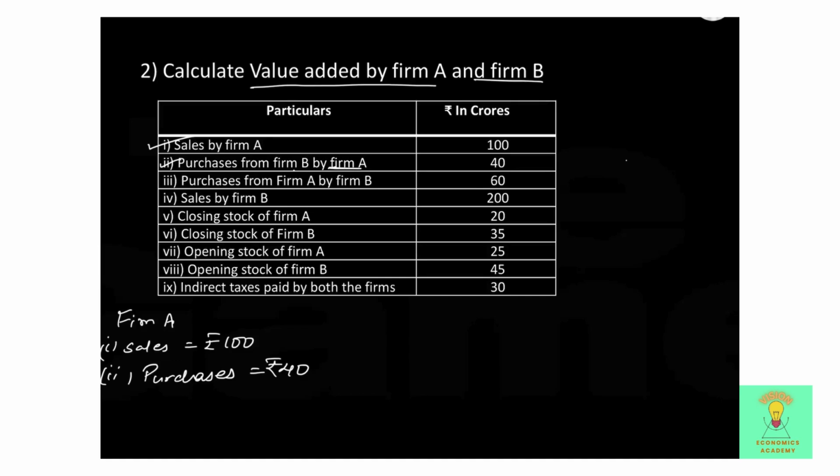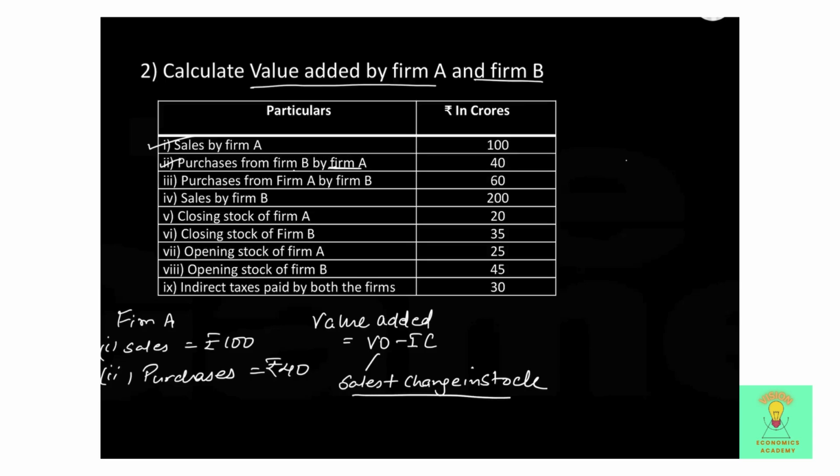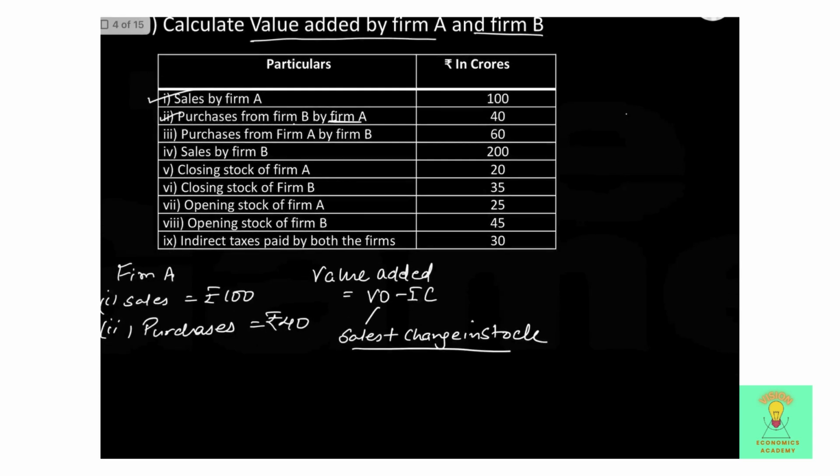Opening stock and closing stock, because we know that value added is value of output minus intermediate consumption. Now what is value of output? It is sales plus change in stock, right? So this is the basic structure. Now we have sales, we have purchases. Now change in stock. Change in stock is closing stock of firm A minus opening stock of firm A.